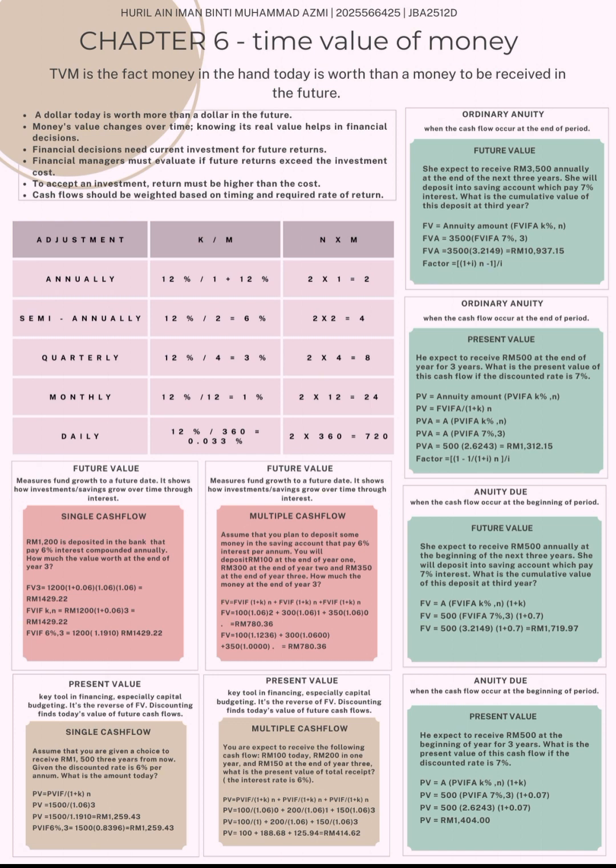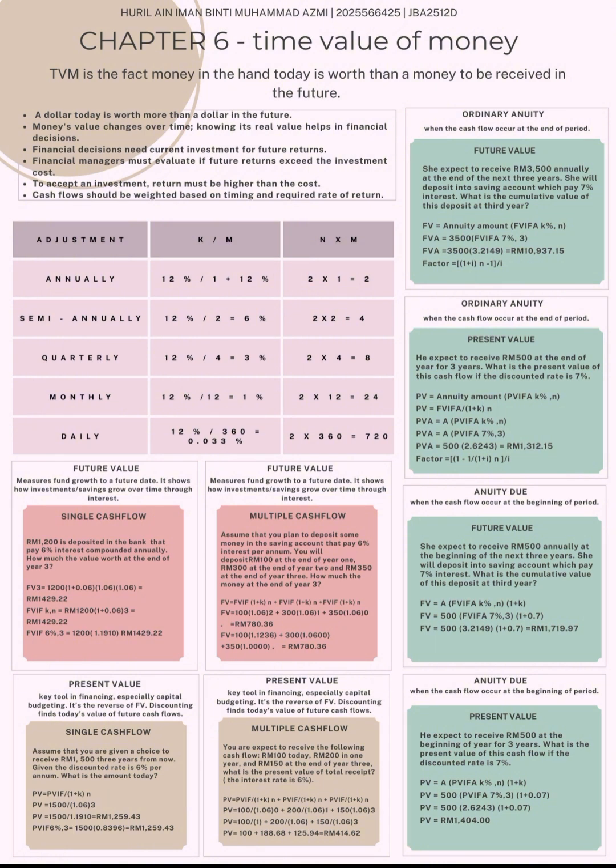And the last one is annuity. In annuity, we have ordinary annuity and also annuity due. Under ordinary annuity, we also have future value and present value. For future value, we use annuity amount times FVIFA, K, rate, and year. For present value, we use annuity amount times PVIFA, rate, and year, or FVIFA divided by (1 plus K) to the power of N.